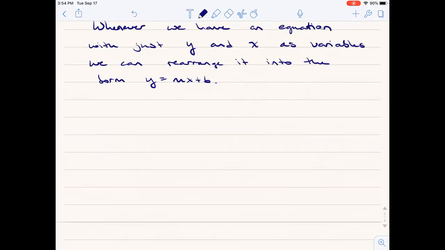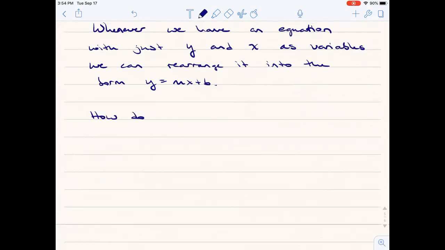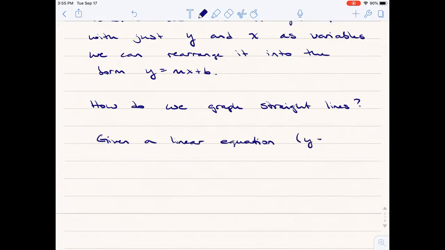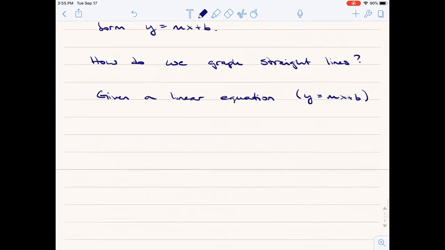So how do we graph straight lines? Okay. Given a linear equation is just y equals mx plus b, or something that can be arranged into y equals mx plus b. Let's say something simple like y equals 2x plus 1.